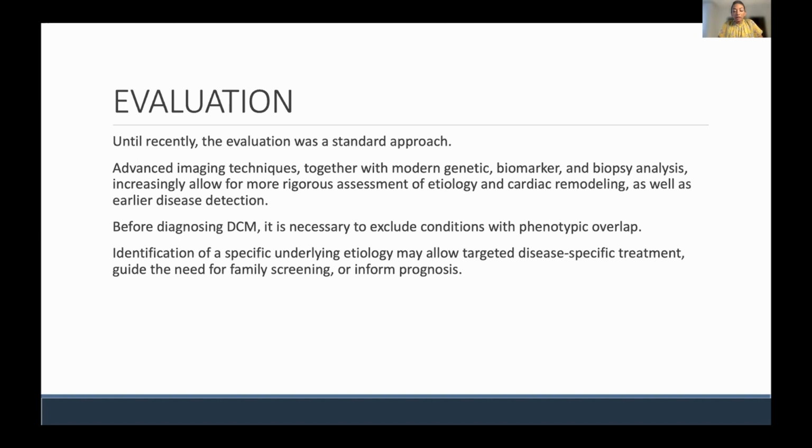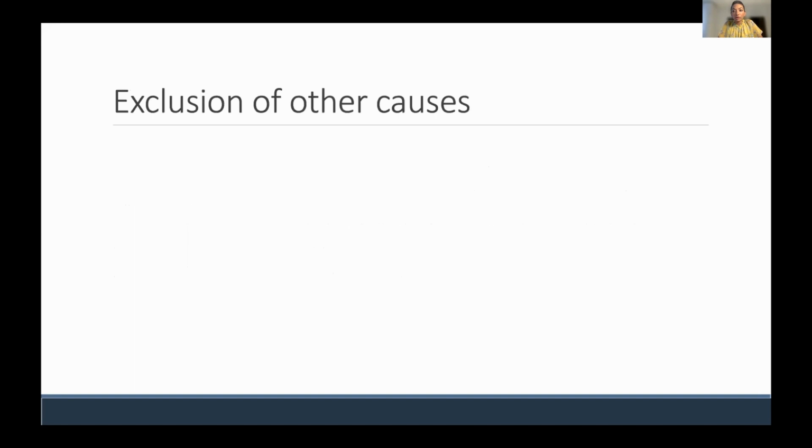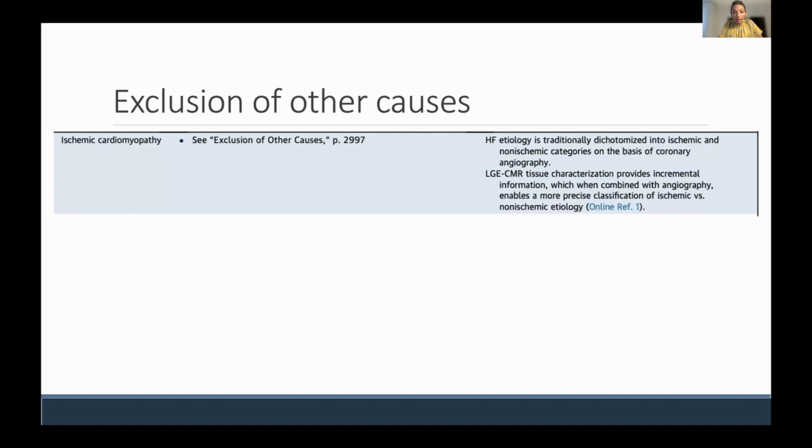Identification of a specific underlying etiology can allow for targeted disease-specific treatment and also guide the need for family screening or informed prognosis. So first, say you have a patient who's presented with those signs and symptoms that we talked about earlier, and you're thinking that this patient has dilated cardiomyopathy. The first thing you want to do is make sure that you exclude other etiologies which can have a similar phenotypic presentation.